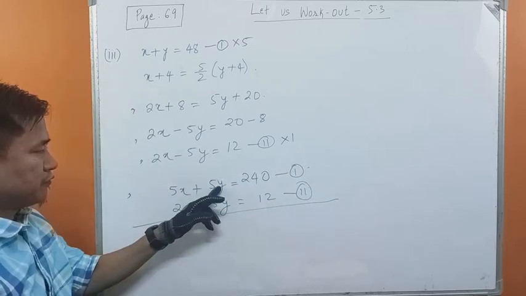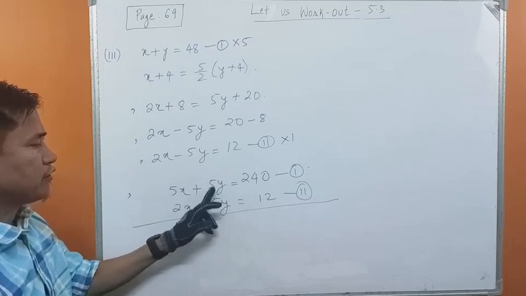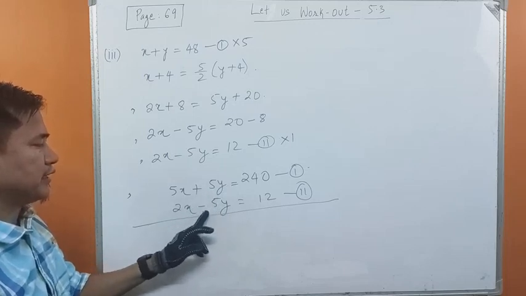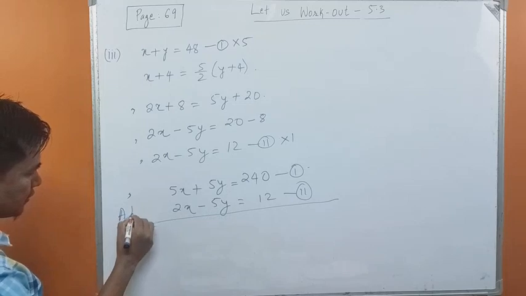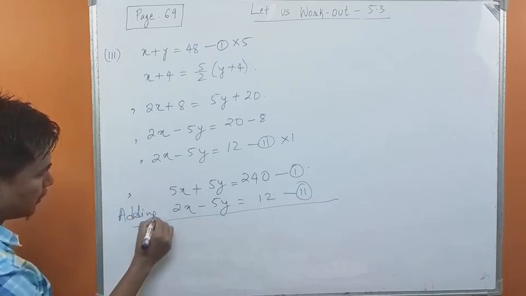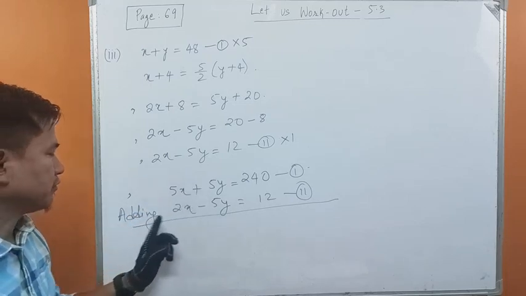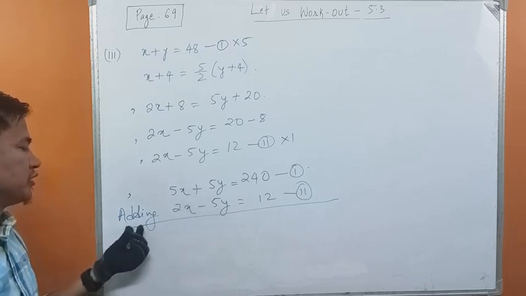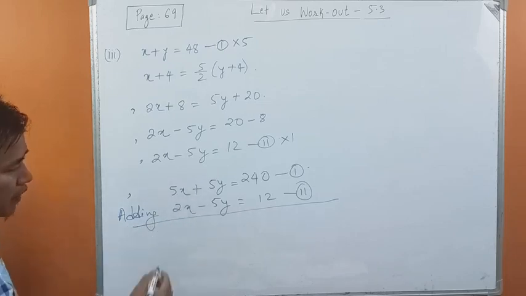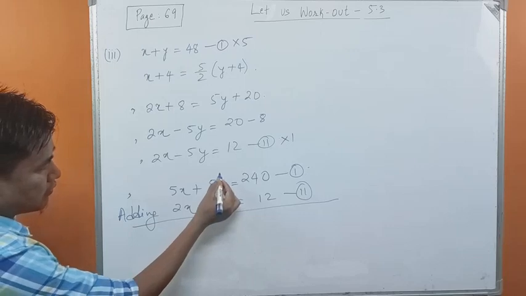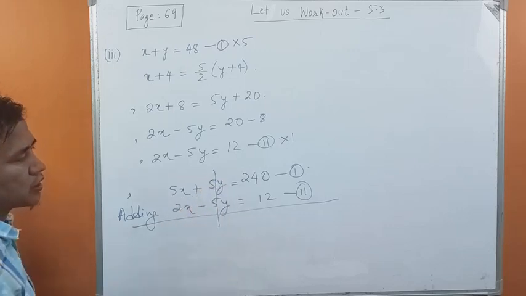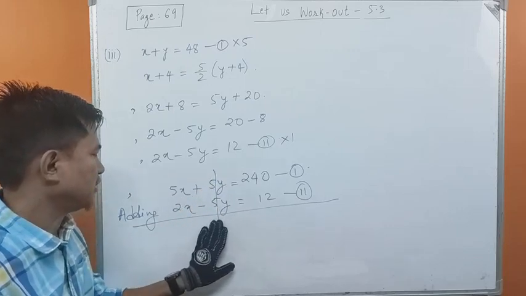Now the coefficients of y are equal, and they have opposite signs, isn't it? So what we do is add. If the signs are opposite, we just add up. If the signs are the same, we subtract and change the sign. Now we have plus 5y and minus 5y, so this becomes 0. Plus 5y minus 5y cancels out, isn't it?